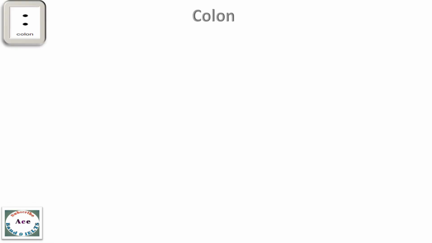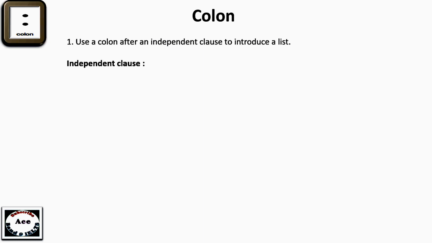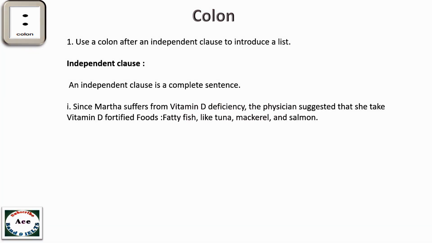How do you use a colon? Use a colon after an independent clause to introduce a list. Before a colon, an independent sentence or an independent clause must be present. You could also use colon to introduce a quotation.